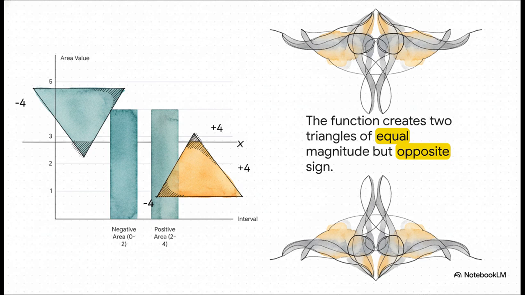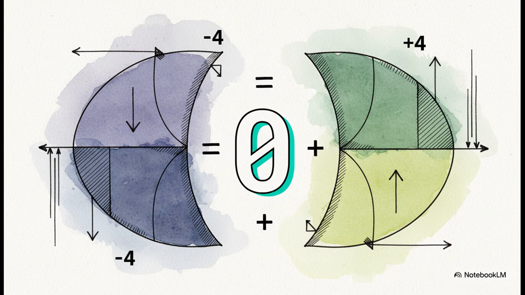And this is exactly what it looks like. Our function creates two different triangles. The first one, from x equals 0 to 2, is below the axis, and its area is 4, so we count it as -4. The second one, from x equals 2 to 4, is above the axis. It's a perfectly symmetrical triangle with an area of +4. So what's the net signed area? Well, we just add them up. -4 plus +4 equals 0. The two areas completely cancel each other out. The value of the definite integral is just 0.